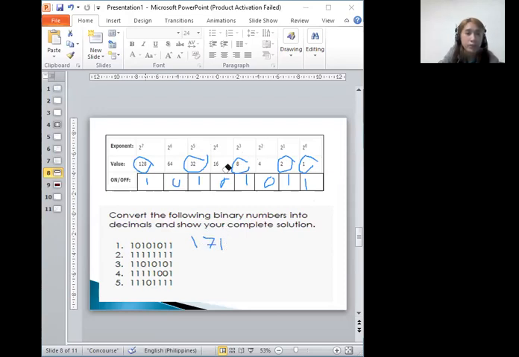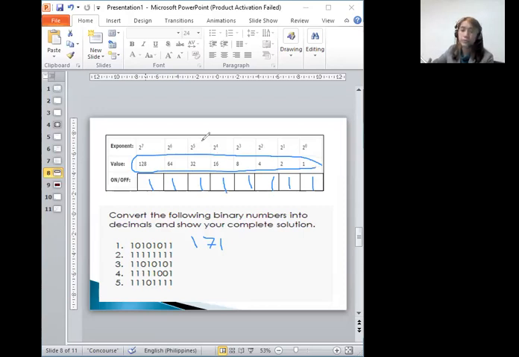Okay, for number 2, 1 1 1 1 1 1 1 1. So all of them are on transistors. So we're going to add all of this: 128 plus 64 plus 32 plus 16 plus 8 plus 4 plus 2 plus 1. So the answer is 255.